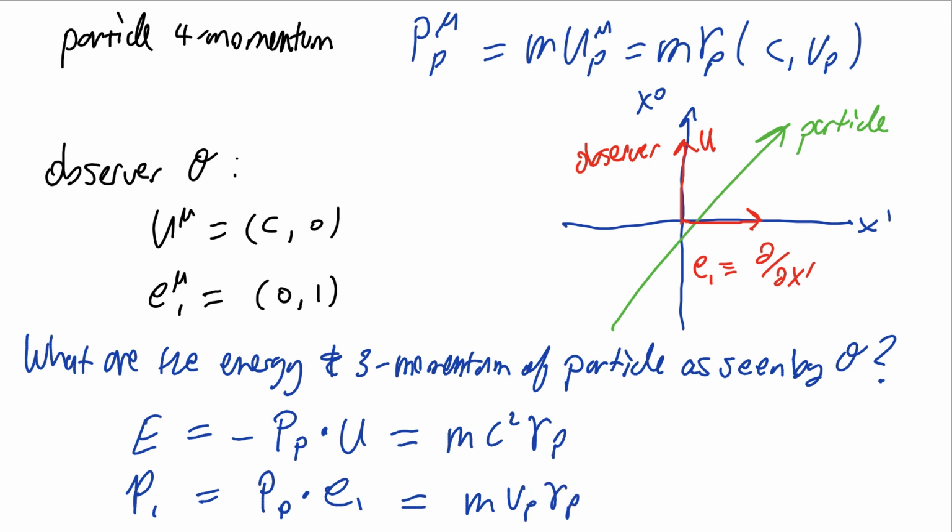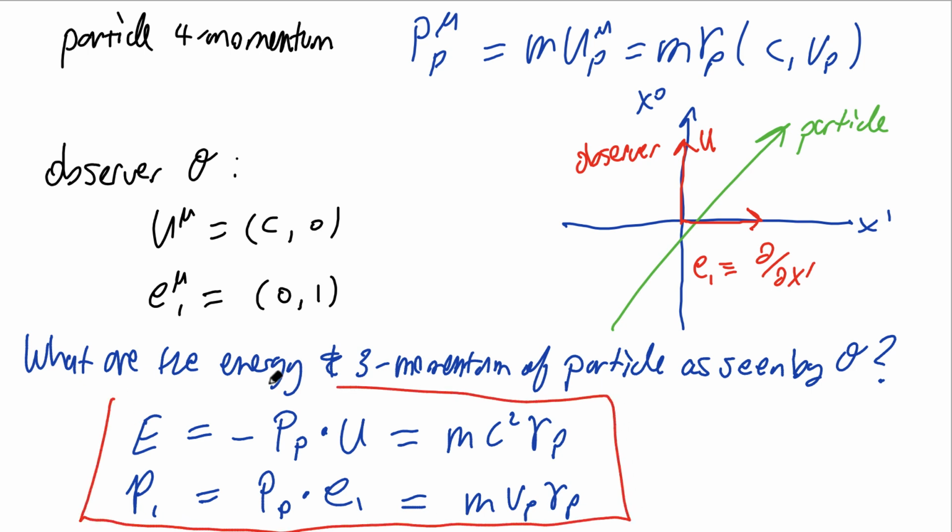So these results should be familiar from special relativity. This is just the energy of a particle moving with velocity v. It's the rest energy, mc², times the relativistic gamma factor. And this is the relativistic momentum of the particle, the ordinary momentum we have from Newtonian mechanics, m times v, times the relativistic gamma factor. Written this way, these are the energy and 3-momentum of the particle as seen by any observer, not just an observer who's at rest in this Minkowski frame.